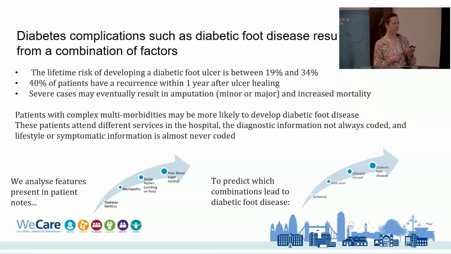So we want to follow these pathways. When a patient comes in with diabetes, maybe later on in their notes they'll have a mention of neuropathy. We might pull out some social factors, such as that they work on their feet often, and then we might see that they get poor blood sugar control. We want to see from this timeline what makes them go on to start this progression of developing a diabetic foot disease.